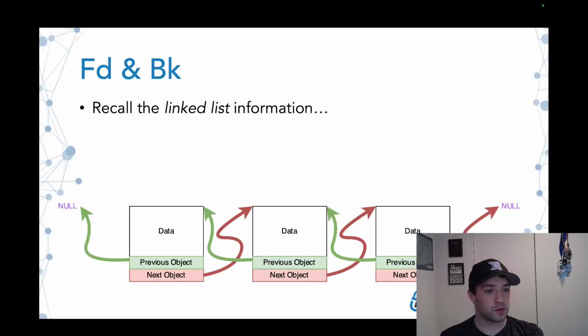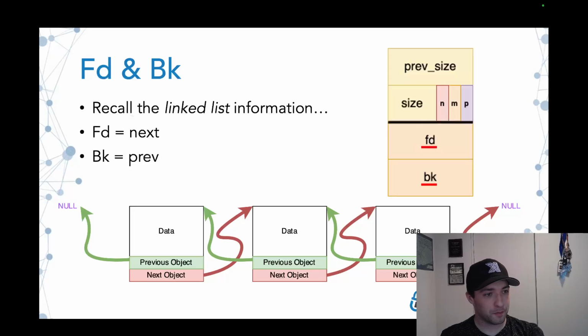The final two fields are linked list pointers, like we talked about before. If you remember where you got that PhD in linked lists, this is what we were doing it for. The FD and BK are the next and prev from our previous example. The FD stands for forward and BK stands for backward.